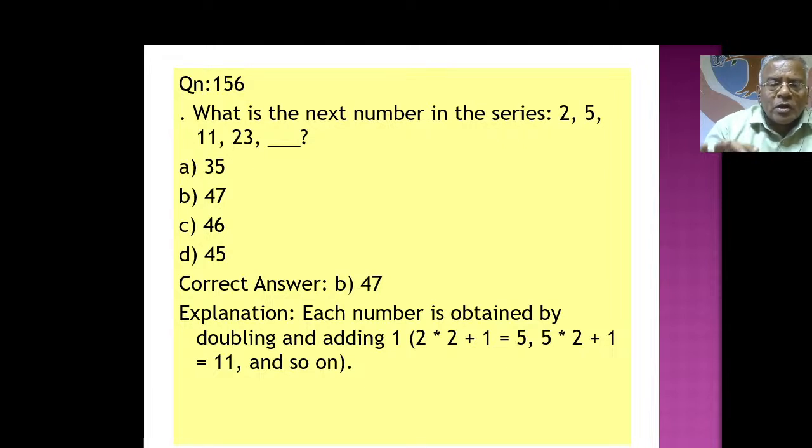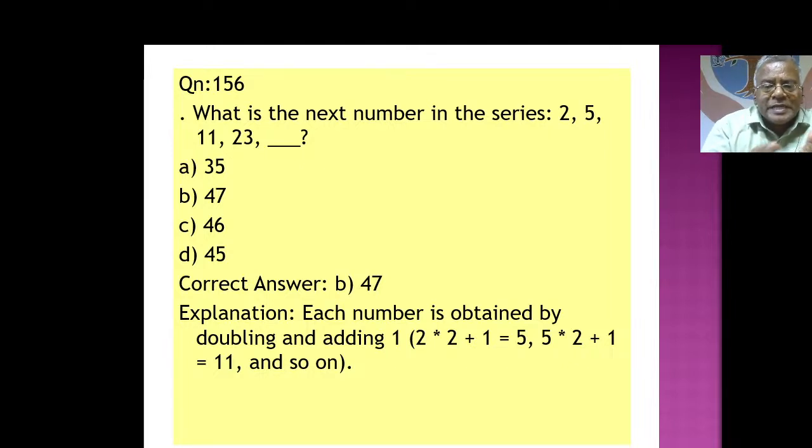Adding 1. The first number is 2. How does 5 come? 2 into 2 plus 1, 5. Likewise, how does 11 come? 5 into 2 plus 1, 11. How should 23 come? 11 into 2 plus 1, that is 22 plus 1, 23. So, you see the pattern, how it goes.